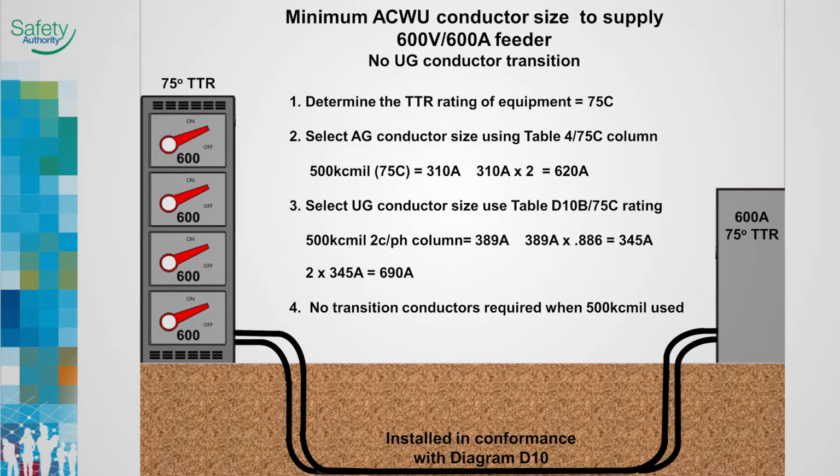In this example, the TTR is 75 degrees. The conductor size must be determined using the 75-degree column of Table 4. The underground portion is determined using Table D10B at the 75-degree rating. This shows a 500 kcmil, 2 conductors with 2 conductors per phase, as 389 amps. We need to apply the correction factor of 0.886. This leaves us with 345 amps per phase for a total of 690 amps. No transition conductors are required as both ampacities above and below ground meet the load requirements.